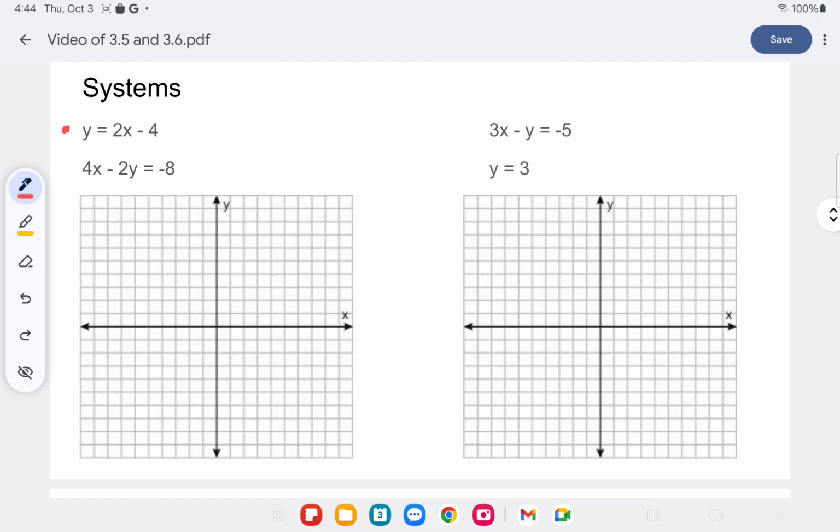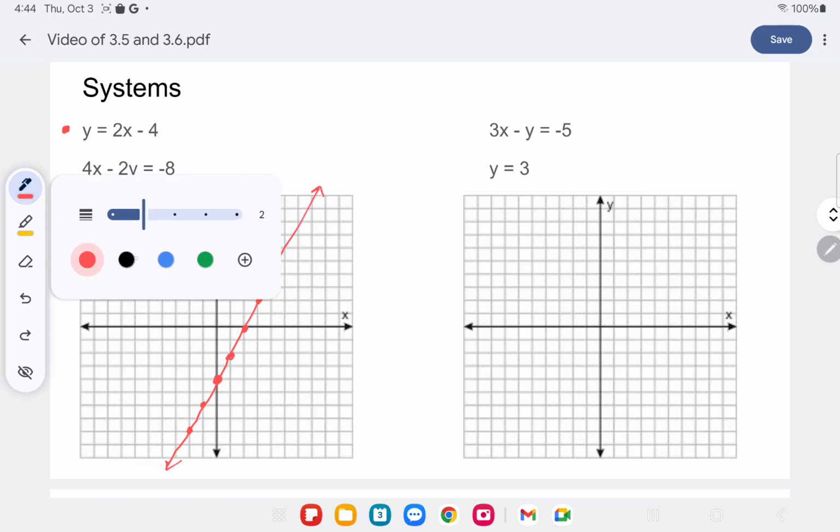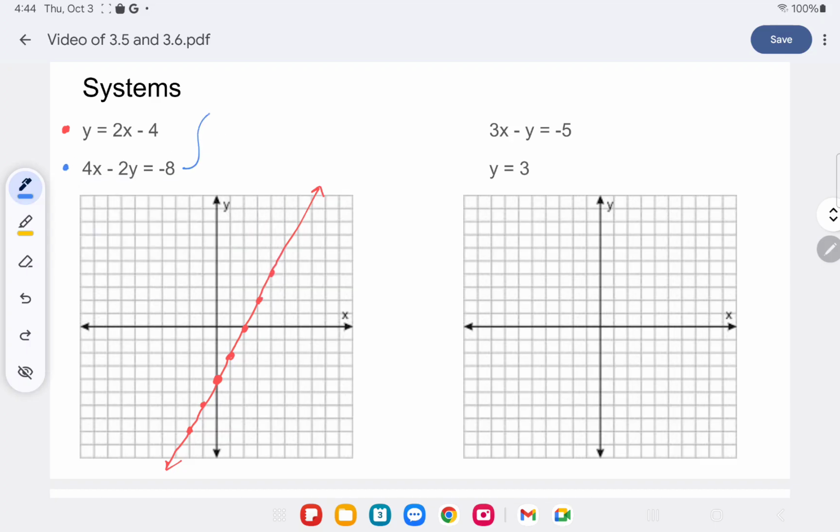So to find out what point these lines have in common, we first need to graph the two lines. So starting with my y-intercept of -4 and my slope of 2, I'm going to put lots of points on here so I can have a nice straight line. And then for my second equation, I'm going to rewrite that in slope-intercept form by first subtracting 4x from both sides and then dividing both sides by -2. So I find out for this one that my y-intercept is 4 and my slope is 2.